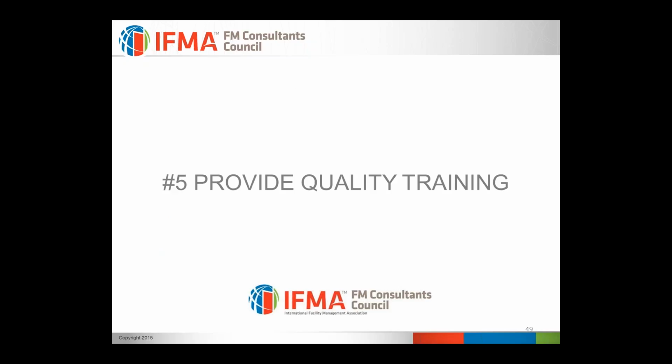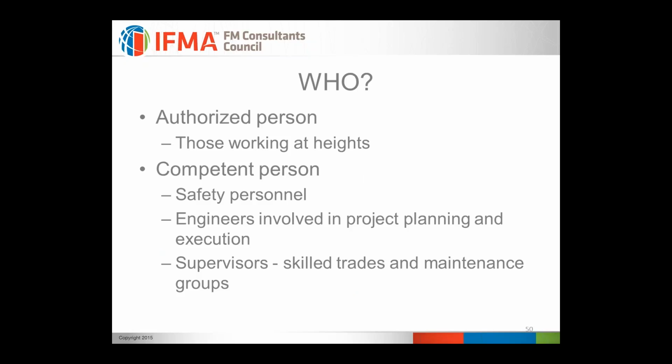Okay, well, the fifth thing that I wanted to talk about today is training. What I'm really talking about is maybe three different levels of training that I think are important and are often overlooked. The first level is authorized person training, and those are the folks who are actually doing the work at heights. Then there's the competent person training, and competent is sort of a capital C in this case. There's a definition of what a competent person is, and it's not just somebody who generally knows what they're doing. It's a person with certain responsibilities.